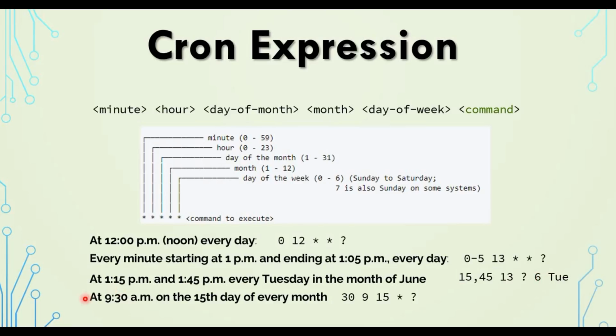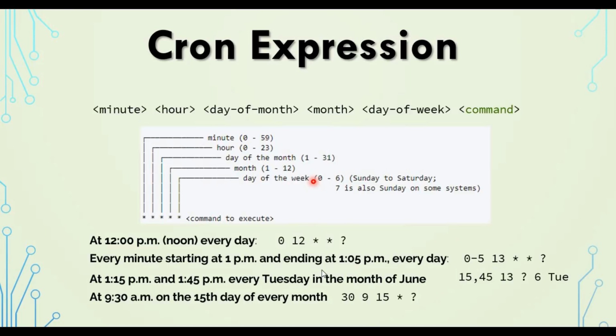And other example is like at 9:30 a.m. on the 15th day of every month. So that this is another example, like you want to use 30 minutes of 9 o'clock and 15th day of every month. So this is how you have to create a cron expression.